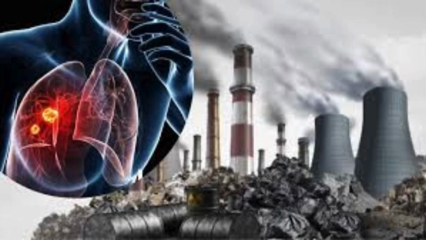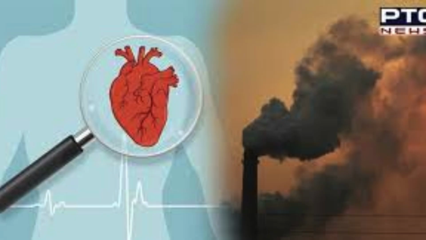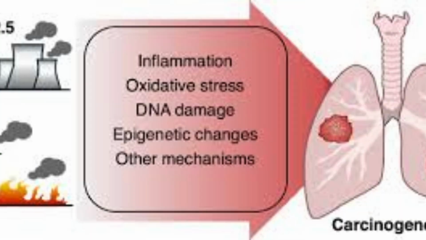Respiratory system: causes or worsens asthma, chronic obstructive pulmonary disease, COPD, bronchitis, and pneumonia. Cardiovascular system: increases the risk of heart attacks, strokes, and hypertension by causing inflammation and oxidative stress in blood vessels. Cancer: the WHO classifies outdoor air pollution and particulate matter as Group 1 carcinogens, primarily linked to lung cancer.